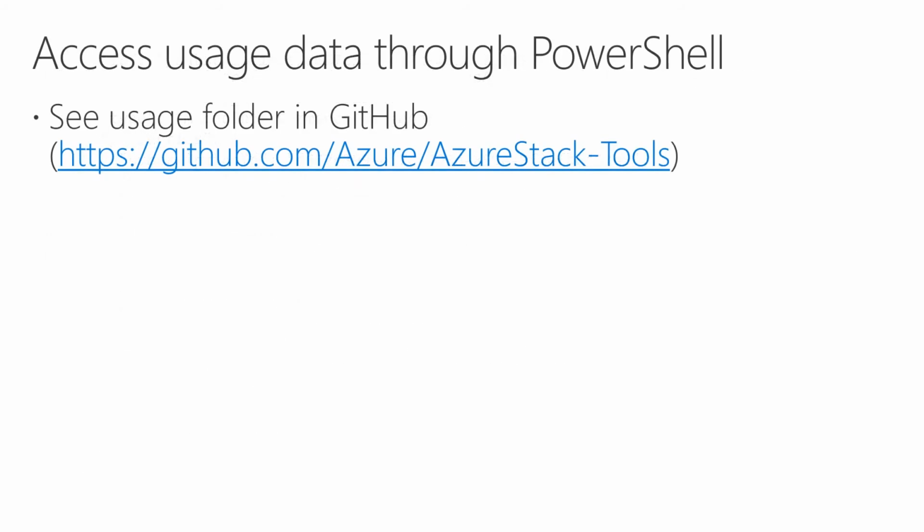You can also use PowerShell to access this usage data, which will helpfully export the data into a CSV file to make working with it a bit easier. This comes included in the Azure Stack tools, which is available for download from GitHub, and you can find it in the usage folder.